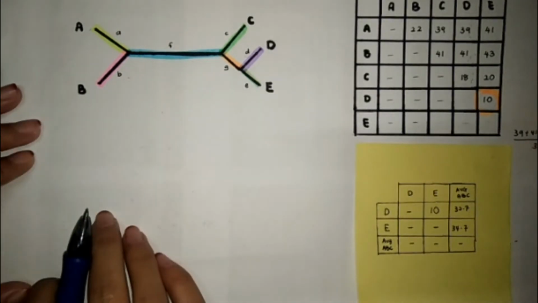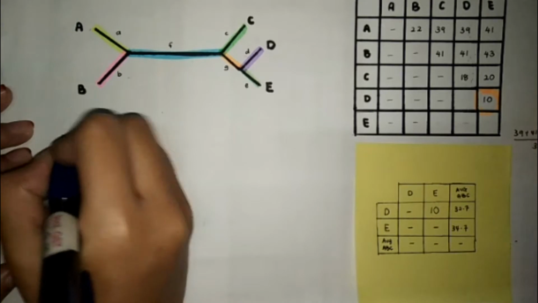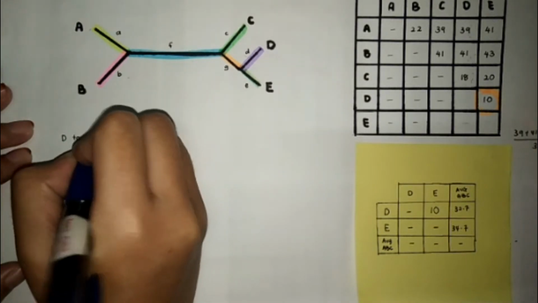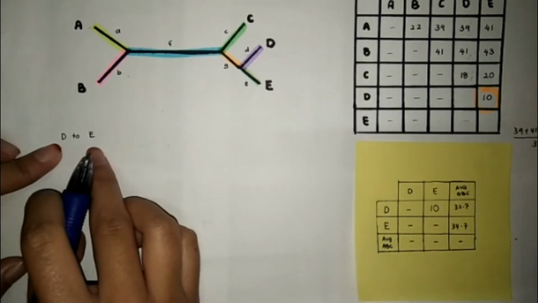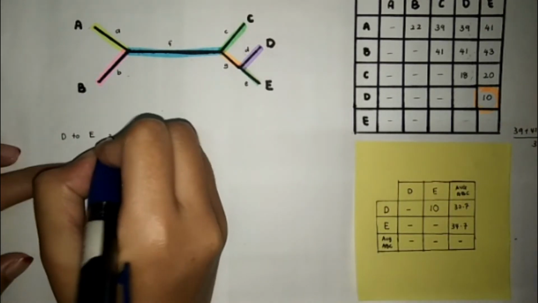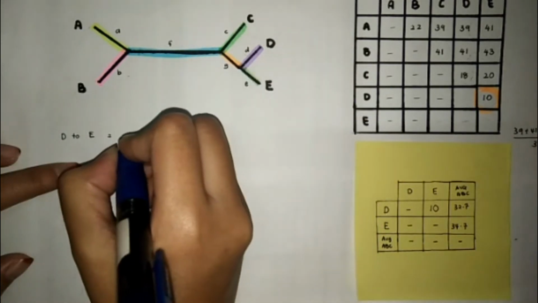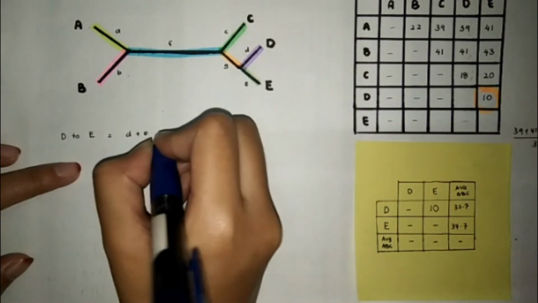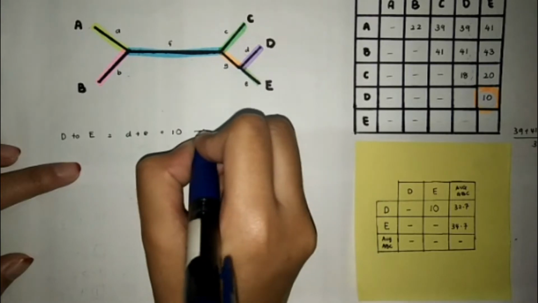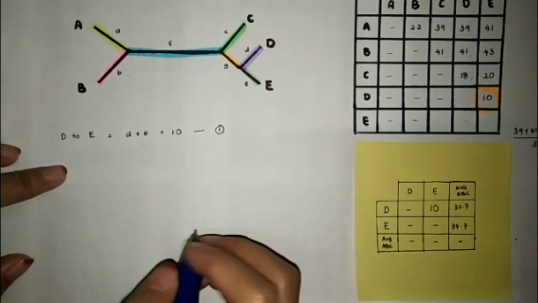So the first step is we find the distance of D to E, and we already know the distance of D to E is equal to 10. So D to E is equal to small d plus small e here. Small d plus small e equals 10. And this will be our first equation.